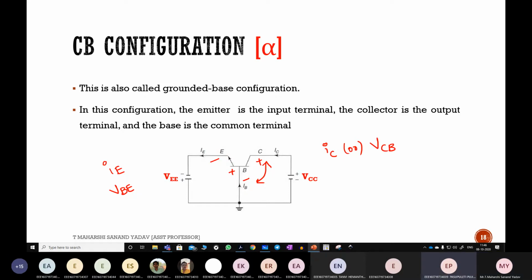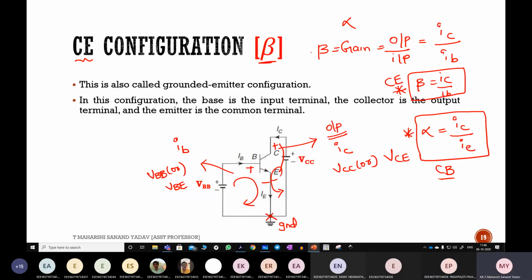One important thing: if it is common base, base is grounded, so there is no term of IB. Only IE or IC should be present. Now you tell me what the output current is and what the input current is. Input current is IE and output current is IC. That's it. This is nothing but alpha.